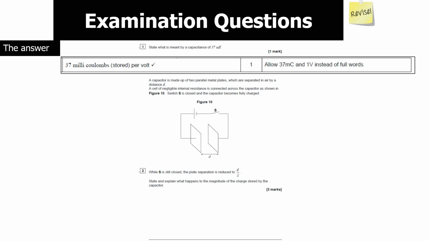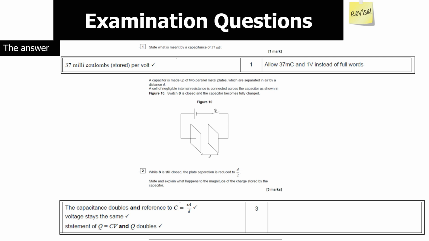Now, in the next question, what's going to happen to the magnitude of charge stored by the capacitor? Again, you've got to link it to the equation. The equation for capacitance for a parallel plate capacitor is C equals ε0 εr A over d. Again, we can consider ε0 and εr to be the same value in this instance because we're not changing any of those terms. So therefore, capacitance is going to be linked to A over d.